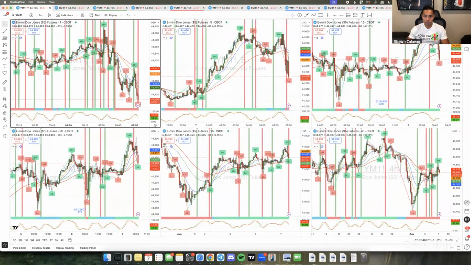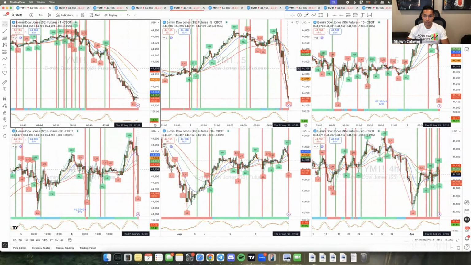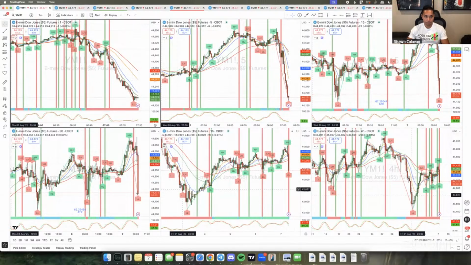Looking over here at the overall trend, obviously everything here is very bearish. 1 minute, 5 minute, 15 minute, lower time frames are all bearish. Below the pivots, trend meters red, pivots are angling down.